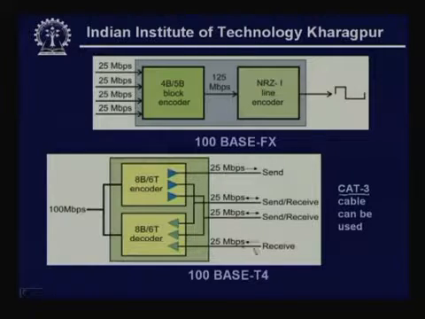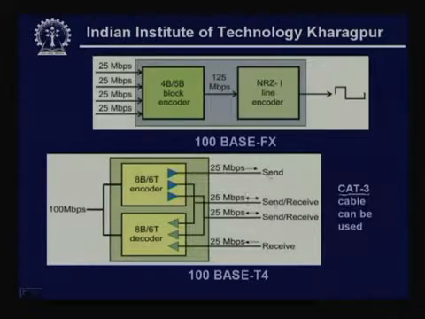However, to reduce the cost of implementation, it uses 4 pairs of wire, and as you can see, there are two 25 megabit ports: one is exclusively send or transmit, another is exclusively receive, and 2 ports are bidirectional, send and receive. So, these 2 are used for collision detection purposes. On the other hand, here you can use both transmit and receive.